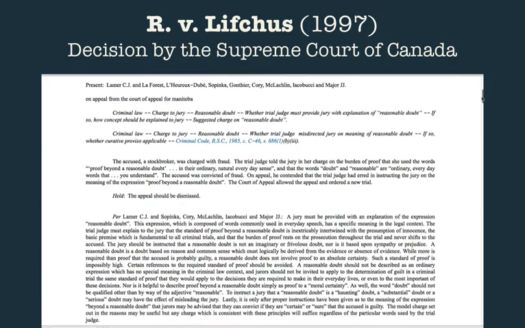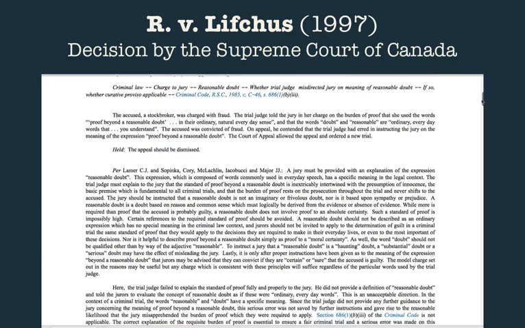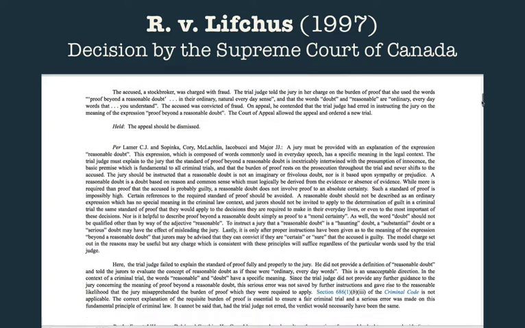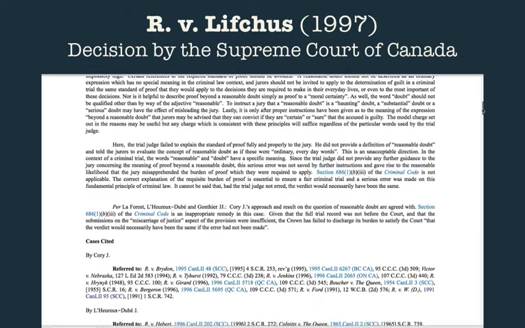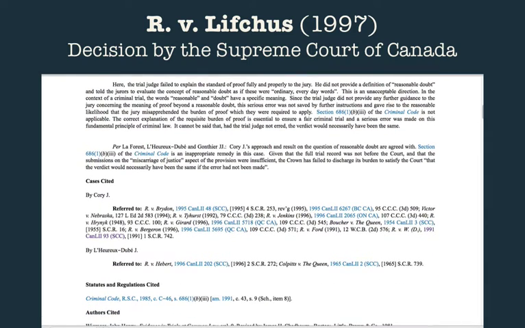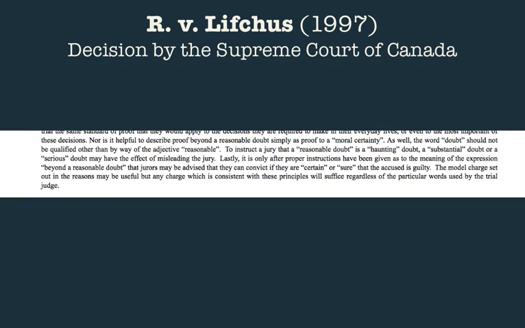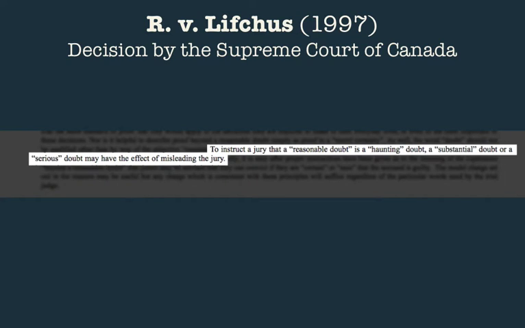The judgment in this case uses a very robust discussion to decide whether or not the trial judge erred in telling the jury to evaluate the concept of reasonable doubt as if these were ordinary everyday words, and to use measurements of haunting doubt, substantial doubt, or serious doubt, which may have the effect of misleading the jury.